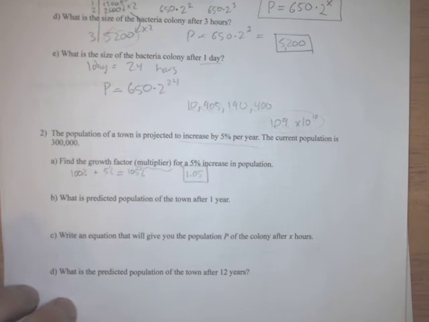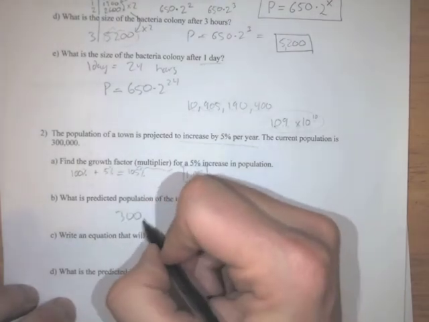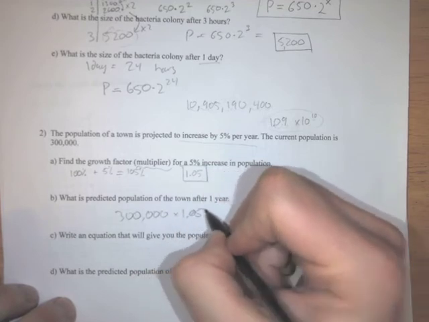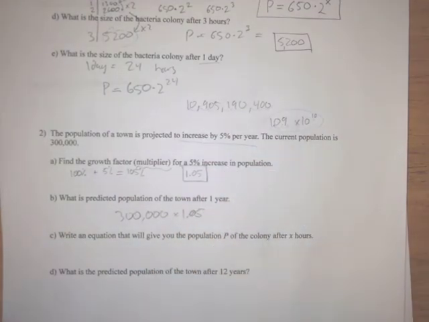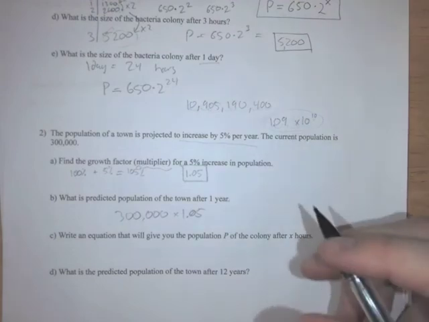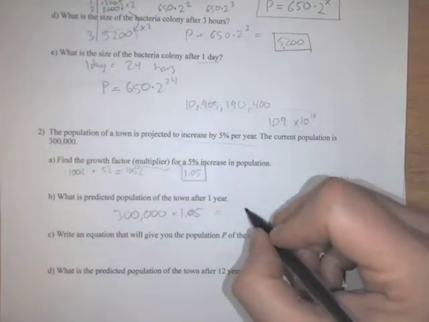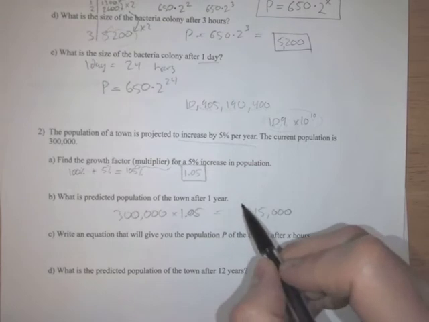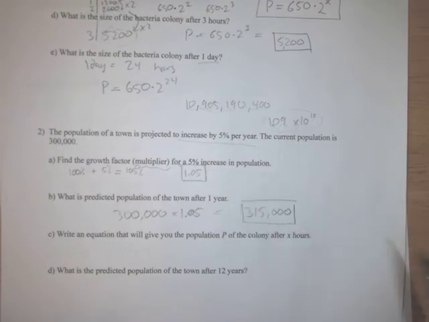Let's find out what the population is going to be after 1 year. Well, that would be 300,000 times 1.05. And that is going to give us 315,000.